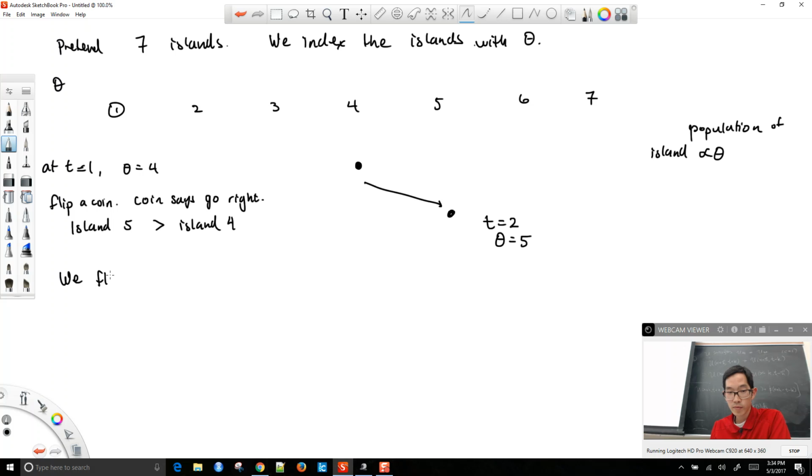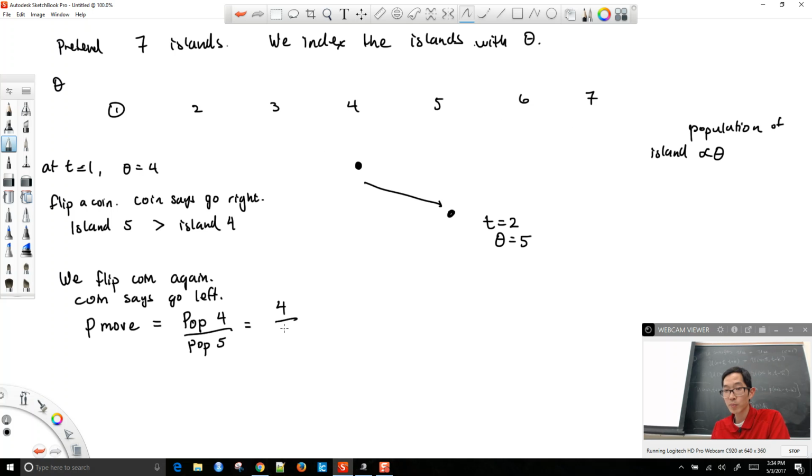Okay, and now this coin says go left. So we look at island 4, and now the probability of moving is going to be equal to the population of 4 divided by the population of island 5. We said the populations are proportional to the number, so the probability of moving is 4 divided by 5. We have a 0.8 chance of moving to the left.